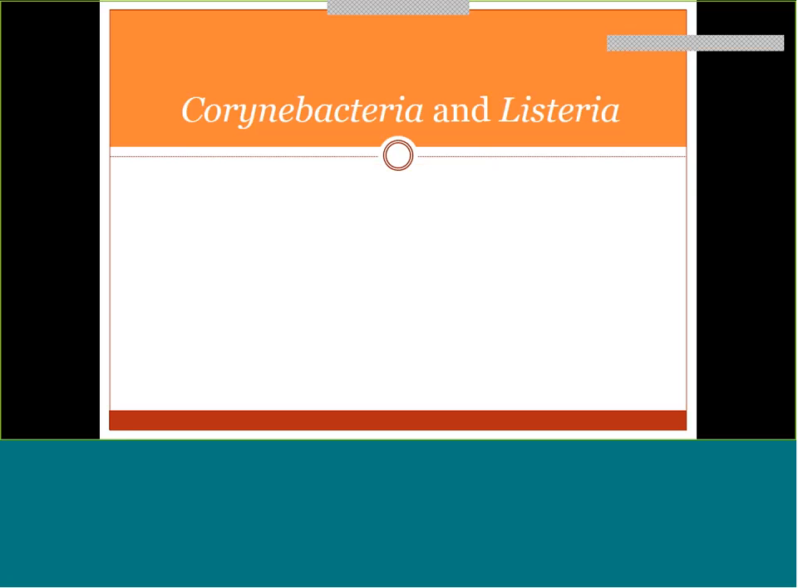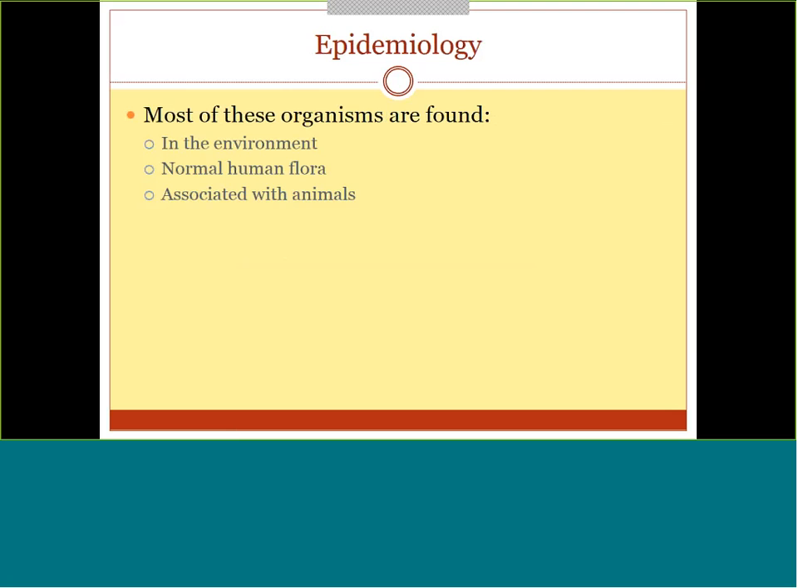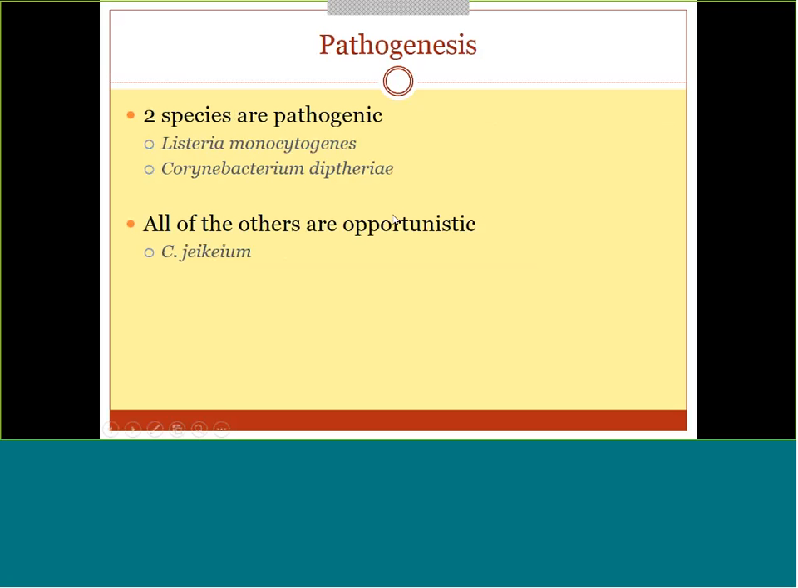We're going to move over to our next couple groups of gram-positive rods, which are Corynebacteria and Listeria. So again, both these groups are also catalase positive. They do not form spores. Like I said in the beginning, only the Bacillus group forms spores. These Corynebacterium and Listeria are pretty much found in the environment. They can be found as normal flora on people, obviously humans, and they can sometimes be associated with animals. The two main species that we're concerned with are Listeria monocytogenes and Corynebacterium diphtheriae.